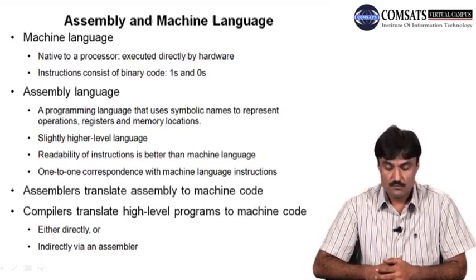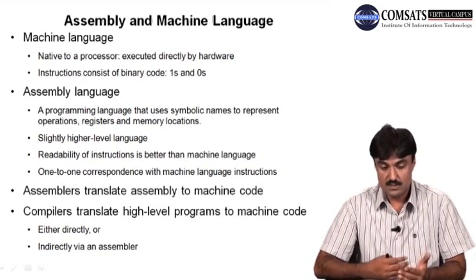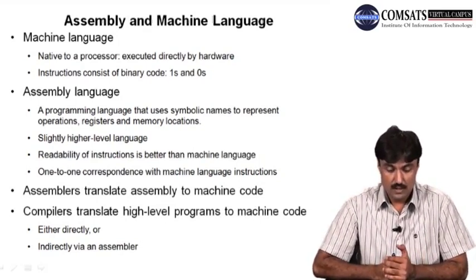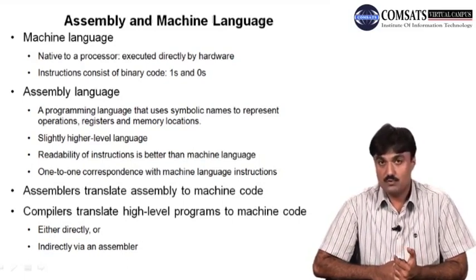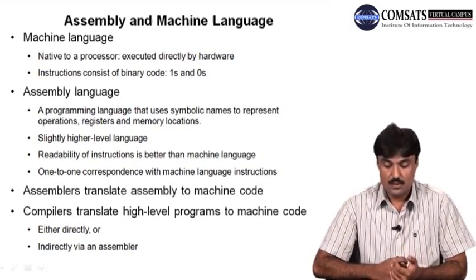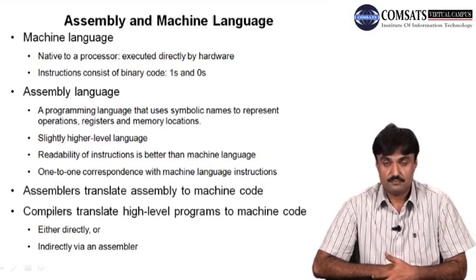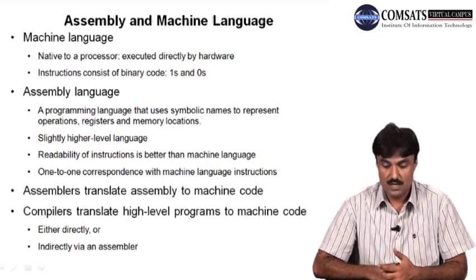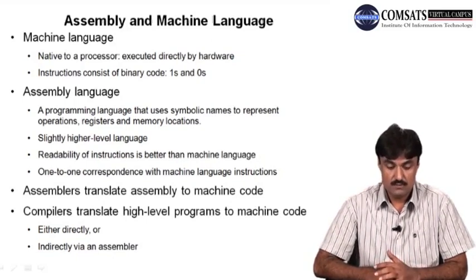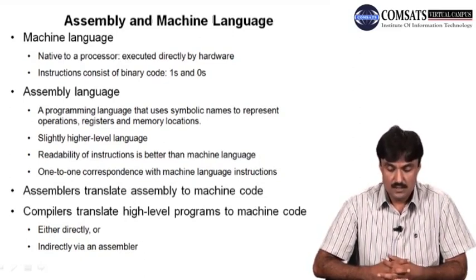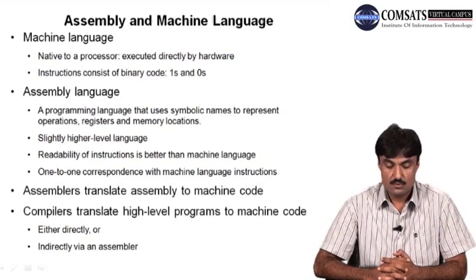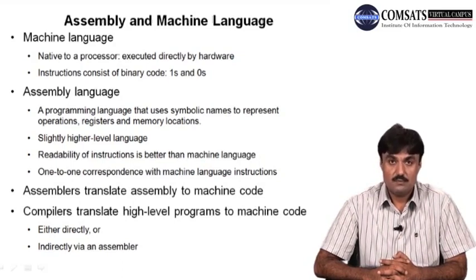Now there are some other components that we have to discuss besides machine language and assembly language. There are assemblers, which we will discuss in more detail. Assemblers are used to translate code written in assembly language into machine language. And there are other components like compilers. These compilers translate high-level programs to machine code, either directly or indirectly via an assembler.